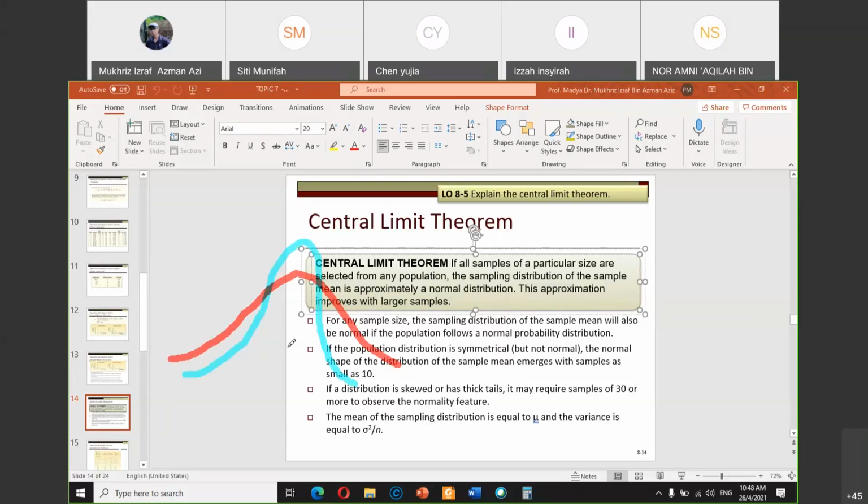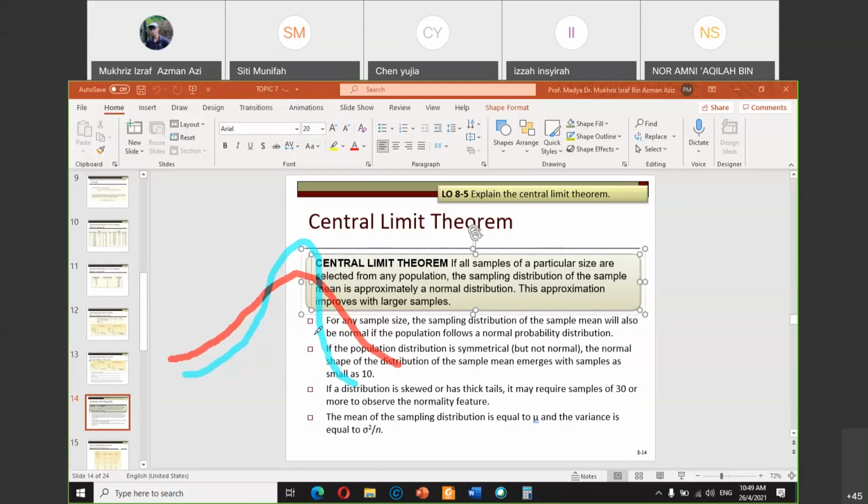So the blue will be 400, the red will be 200 sample. The higher the number of sample that you take in your study, first the shape of the distribution will become much steeper, or in other words, the spread of the distribution becomes smaller, the variance becomes smaller, and of course the shape is normal distribution.